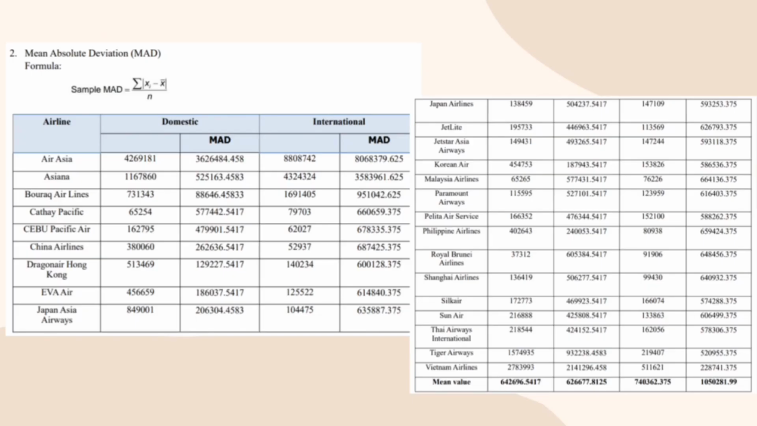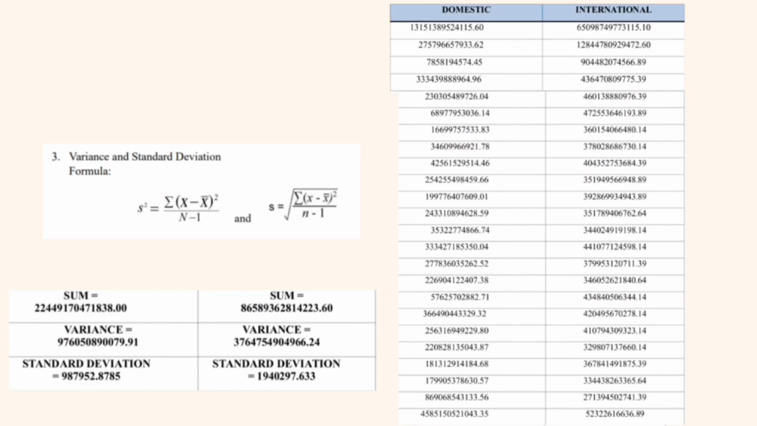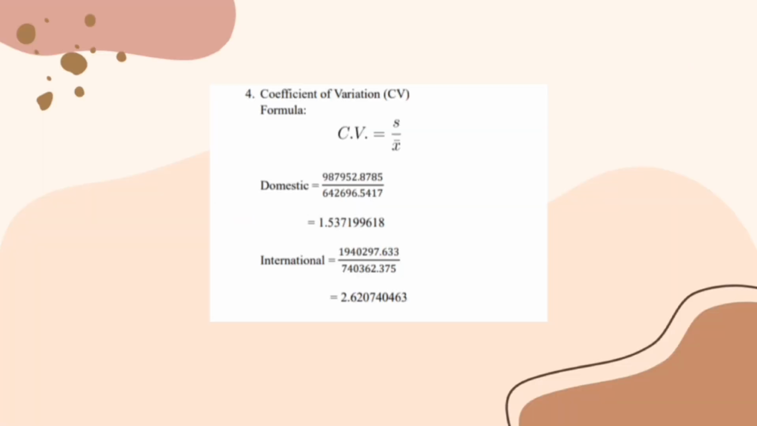Next, the mean absolute deviation. To find mean absolute deviation, we need to find the absolute value of the difference between each data value and the mean, and then divide it by the number of data values. You will get the value as shown in the table. We can now calculate the variance and standard deviation. From this formula, we will get the values for both variance and standard deviation as shown in the table.